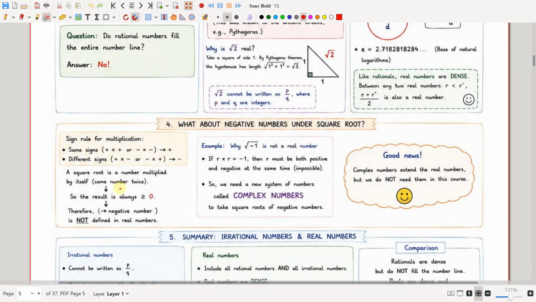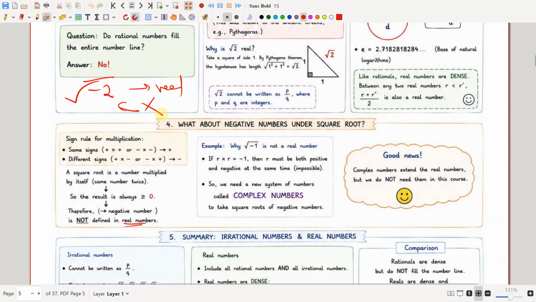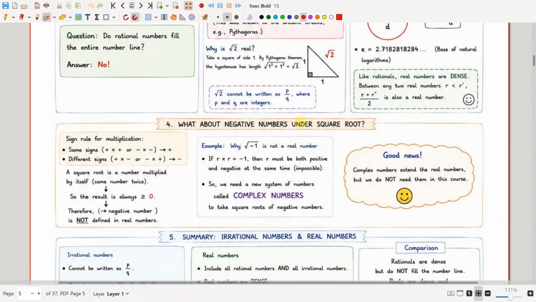A square root is a number multiplied by itself, the same number twice. So the result must always be greater than or equal to 0. Therefore, a negative number under a square root is not defined in real numbers. If you are encountering something like this in the real number set, then this is false. Okay, see, root of -1 is not a real number because r into r cannot be equal to -1, because both will be positive or negative at the same time, which is impossible, right? So we need a new system of numbers called complex numbers to take the square roots of negative numbers.